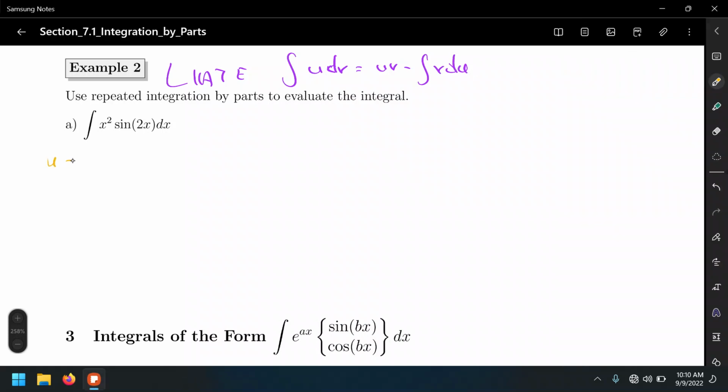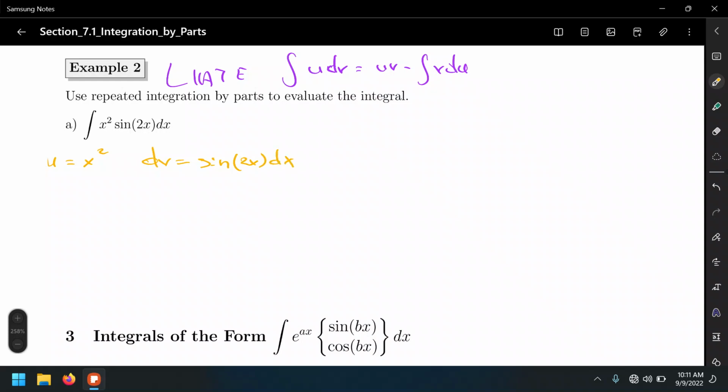So let's see, u equals, dv equals. Number one, L, do we have any logarithmic functions? No. Okay, what's next? I, inverse trigonometric functions, do we have any? No. A, what does the A stand for? Algebraic. Do we have any algebraic functions? Yes, which one is it? x squared. So that's x squared. The remaining part of the integral will be sine 2x with respect to x.